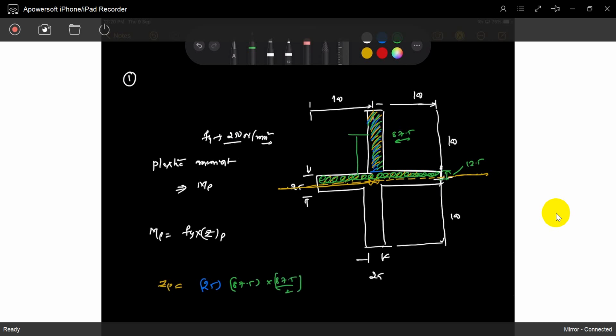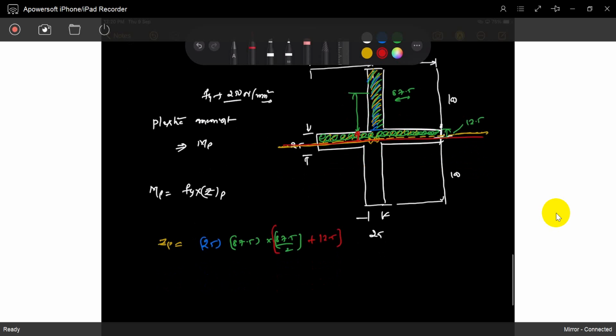87.5 divided by 2. But we have to find this also. Are understood? From this axis, plus 12.5, that is the distance. Next, this area. Next, this area is what?